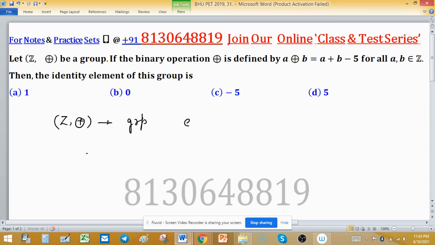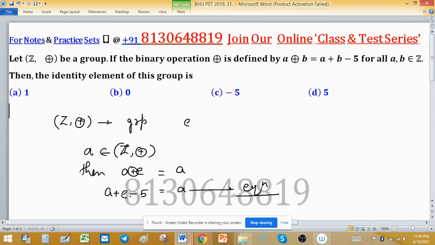Then by the property of identity, if a belongs to (Z, ⊕), then a ⊕ e is a. This is the property of identity. Using the definition of the binary operation, this is a + e - 5 = a. Now this is the equation, where a and e are elements of the integers.